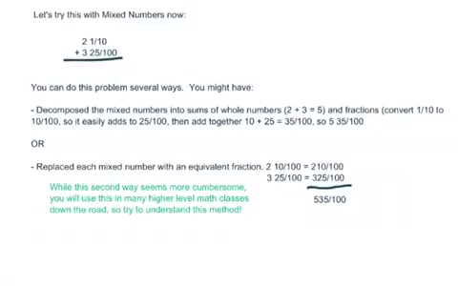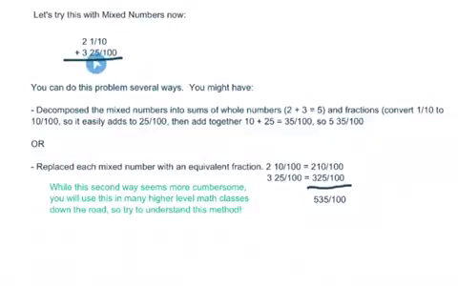So you could have done the problem several ways. You might have decomposed the mixed numbers into sums of whole numbers. So I could take my 2 plus my 3 to equal 5. And then my fractions, I could convert the 1/10 to 10 hundredths, and then add that to the 25 hundredths. 10 plus 25 equals 35 hundredths. So my total answer is 5 and 35 hundredths.